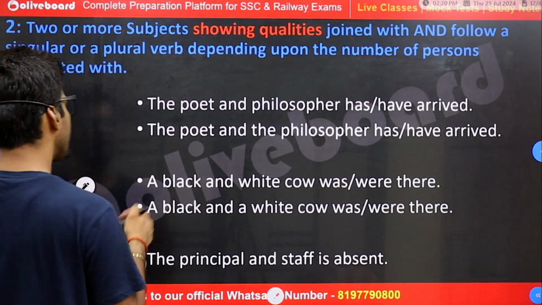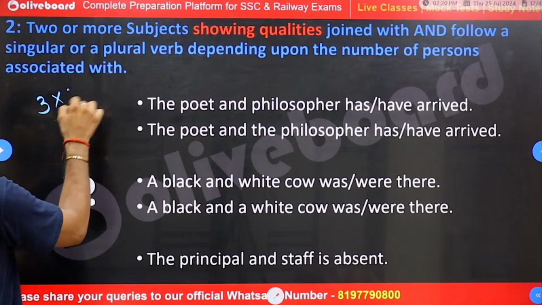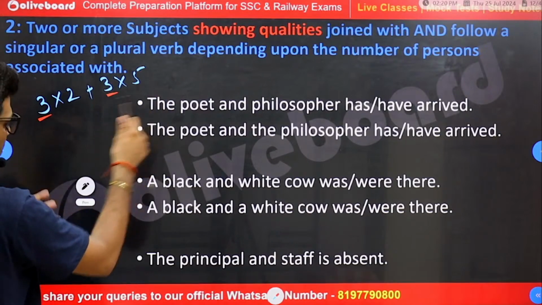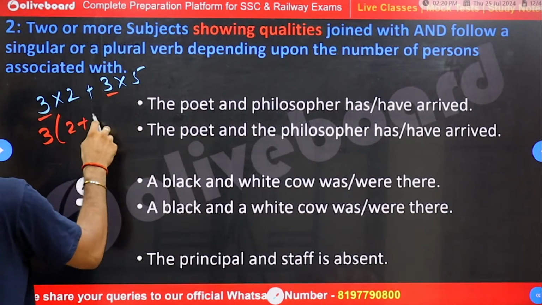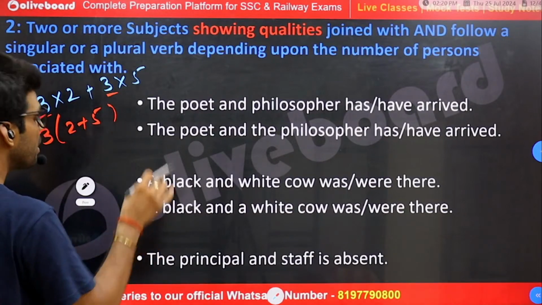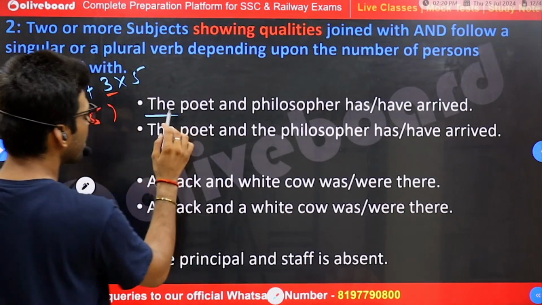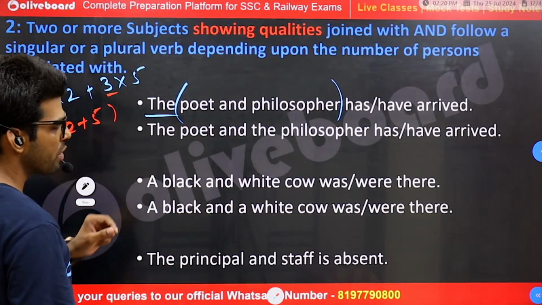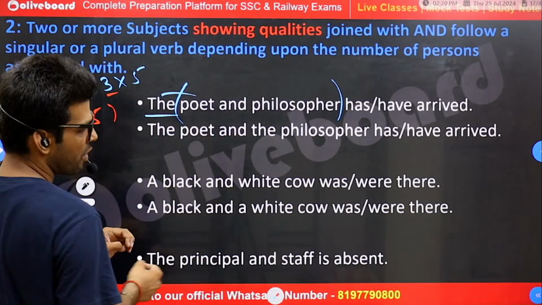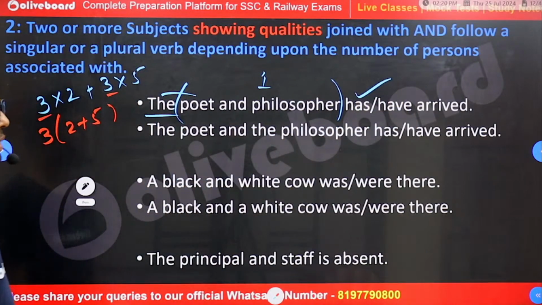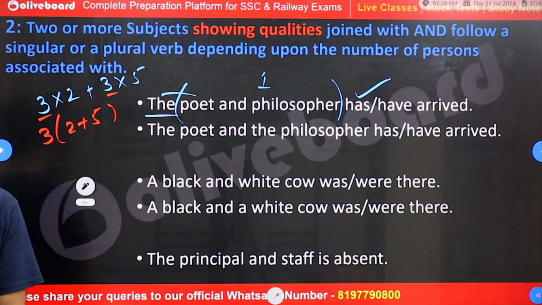Just like in mathematics, we say 3 into 2 plus 3 into 5, we can take the common factor because it belongs to the same: 3 into 2 plus 5. Quite comfortable with this. The same happens here. Generally, I repeat, generally, we put just one article to define something, because these qualities belong to the same person. So the poet and philosopher, representing just one person, has arrived. With the help of the article, we can say that. Not always, generally.